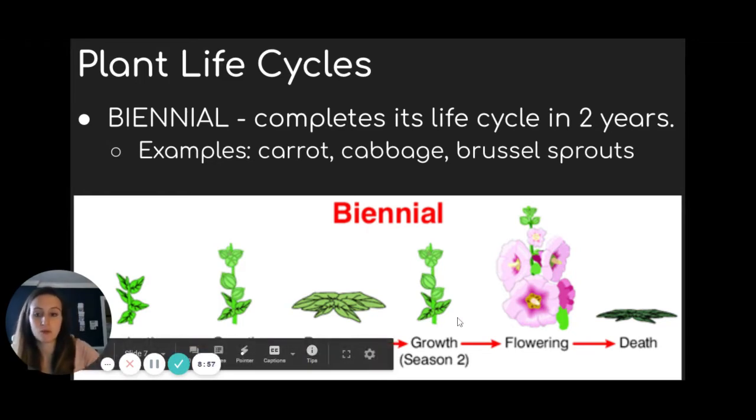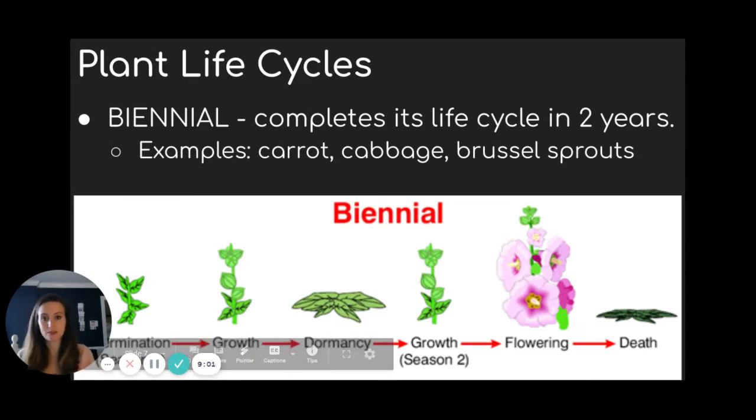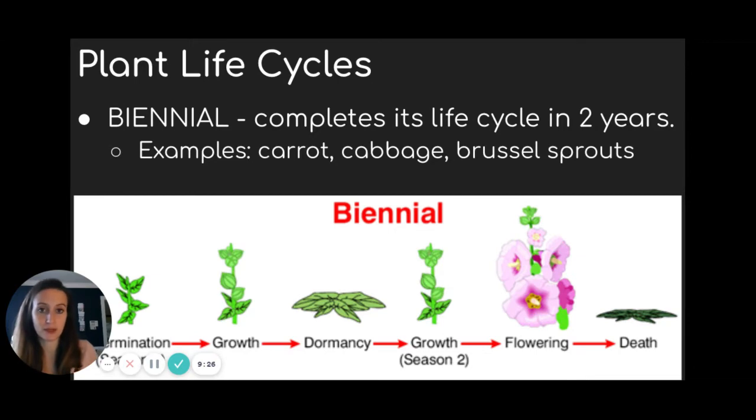Now with biennials, they grow from seed, they grow their leaves, stems, and roots, and they go dormant. Dormant does not mean it's dead. It just means it's kind of hibernating until the next growing season. So it's just resting. After that resting period, it's going to come back and grow again and set flowers in that year. And then it dies. So it takes 2 years to set flowers, seeds, and fruit on that plant to be a biennial.